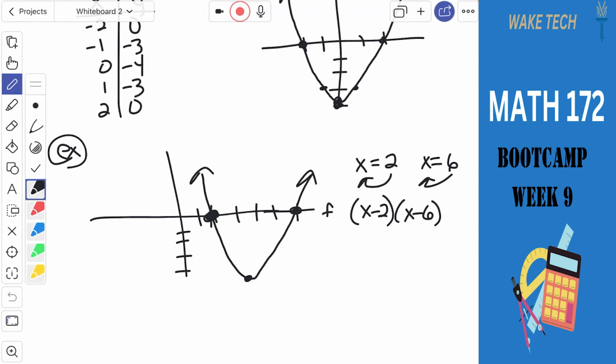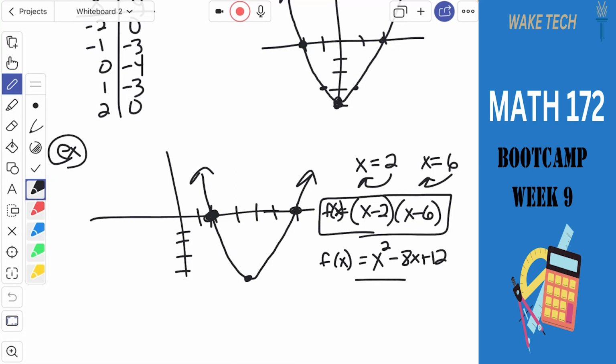And so for the function in factored form, we can leave it exactly like this. If you want to write it in standard form, that's fine as well. We could FOIL to get x squared minus 8x plus 12. But either of those would be perfectly fine. Questions for me about that one?